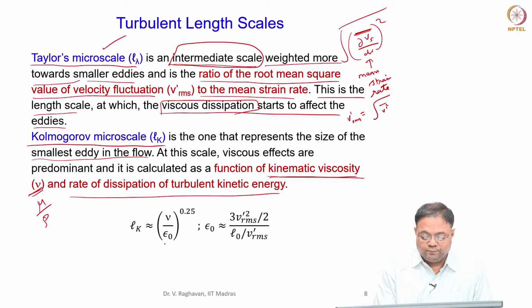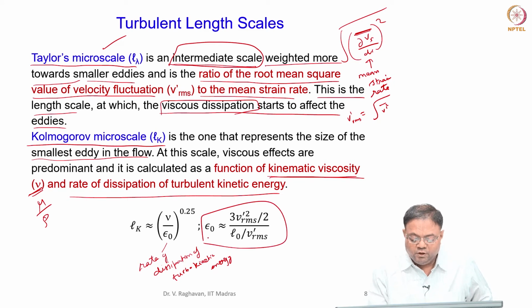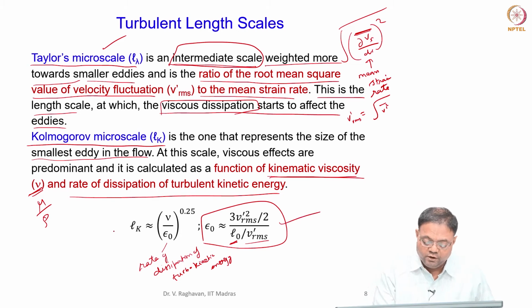So you can see the nu by epsilon naught. This is the rate of dissipation of turbulent kinetic energy. Okay, so this can be written as, the rate of dissipation of turbulent kinetic energy can be written as 3 by 2 V dot RMS square divided by the integral scale divided by V dot RMS. So if you substitute here, you get the LK.